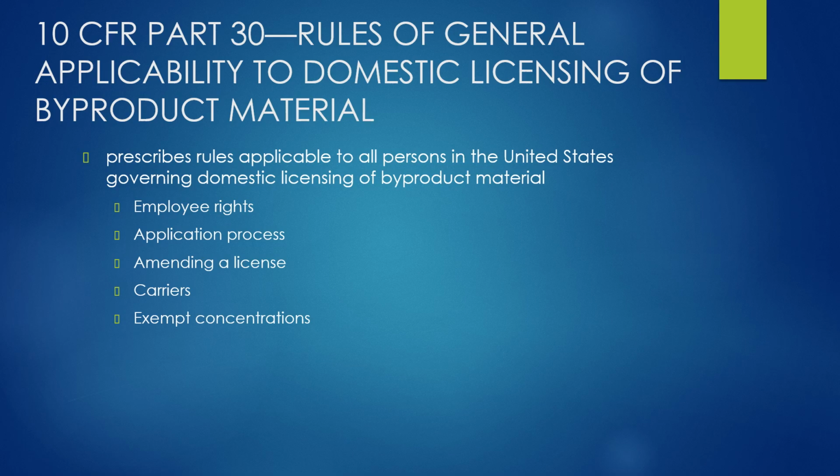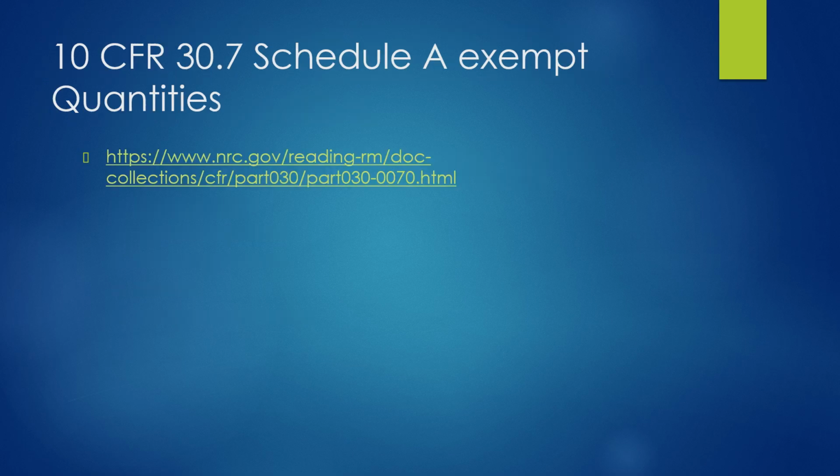10 CFR 30 has rules of general applicability to domestic licensing of byproduct material. It prescribes rules applicable to everybody in the United States governing domestic licensing of byproduct material, and talks about employee rights, the application process, how to amend a license, and exempted concentrations. There's a link right here to the schedule of exempted quantities. So 10 CFR 30 is where you would find the exempted quantities that tell you what could be shipped with that UN 2910 label instead of the white 1, yellow 2, yellow 3.